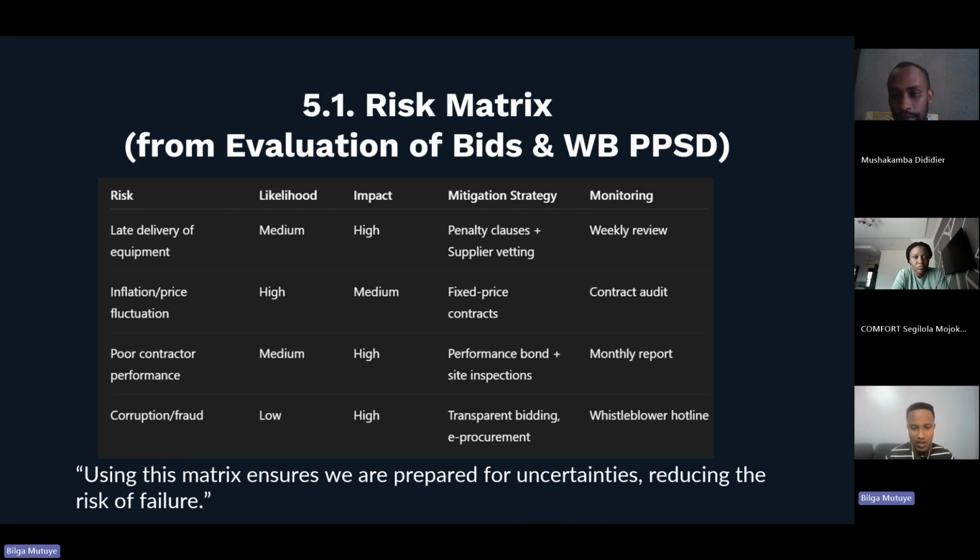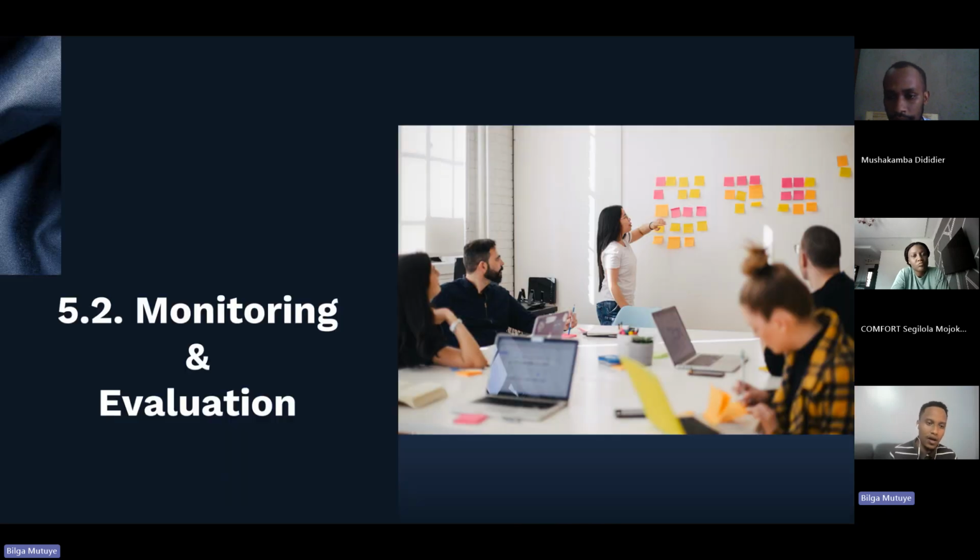Using this matrix, basically it ensures we are prepared for uncertainty and reduces the risk of failure, to mitigate any failure that could make the project unsuccessful. Let me hand off to my colleague Didier to talk about monitoring and evaluation as far as the project is concerned. Over to you, Didier. Thank you.